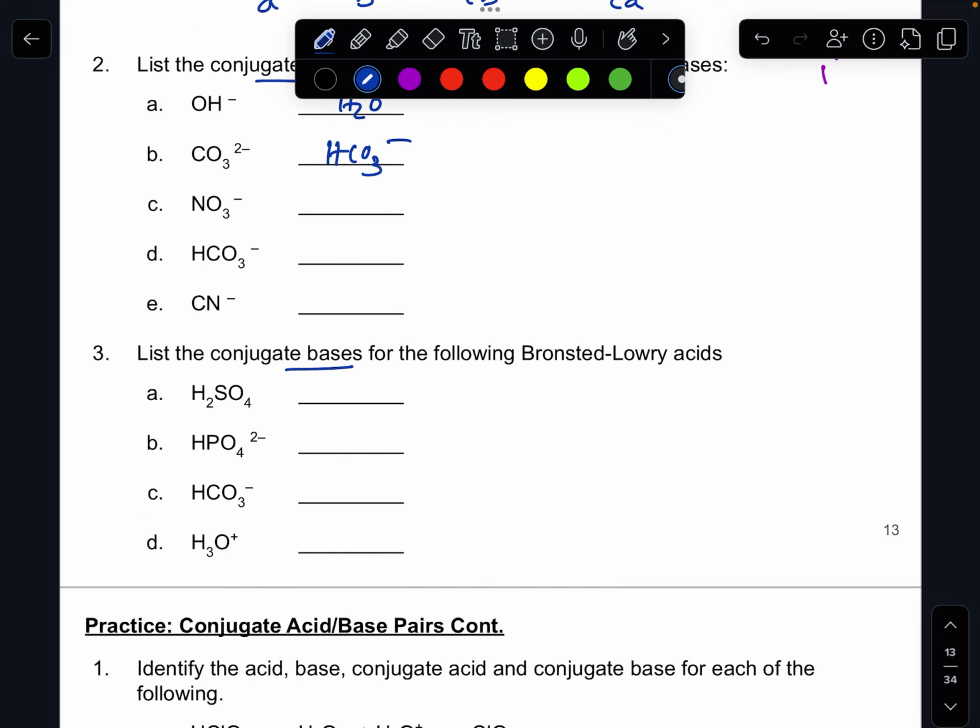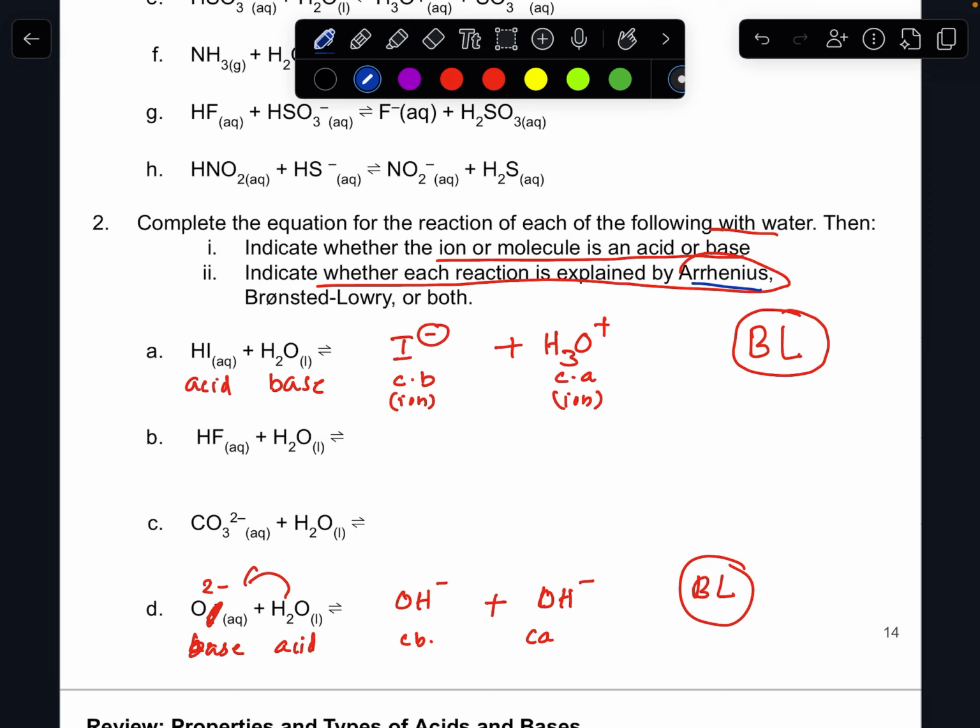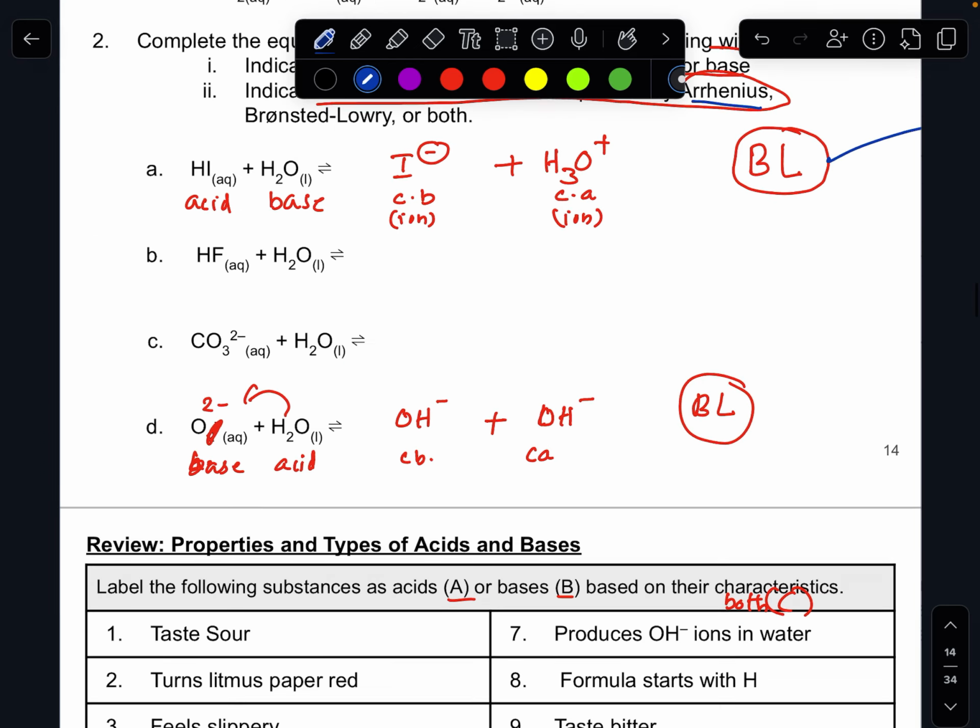And for these ones, you have to write the conjugate acid base, then write whether it is an ion or molecule, and then identify whether the reaction is explained by Arrhenius. Arrhenius means donating hydrogen and donating OH minus. This one, the reaction you can explain by Bronsted-Lowry because it is donating hydrogen and accepting hydrogen.